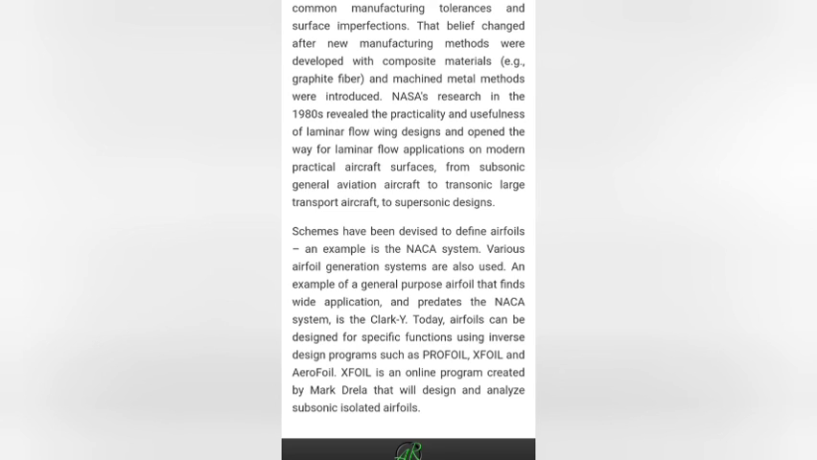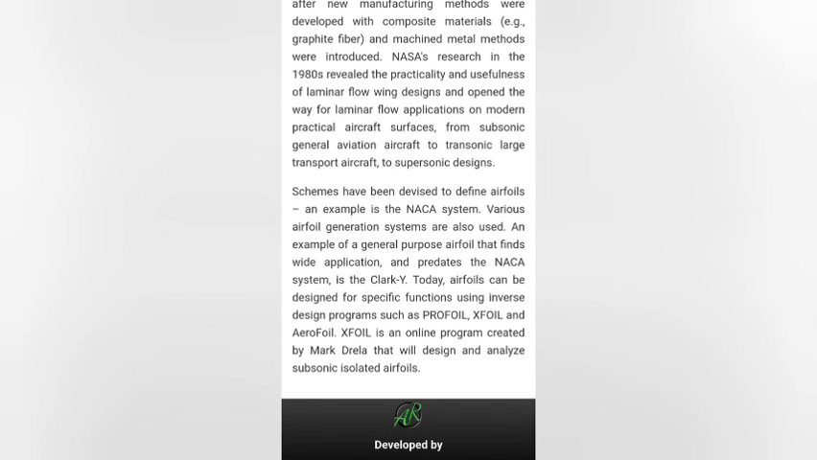Schemes have been devised to define airfoils. An example is the NACA system. Various airfoil generation systems are also used. An example of a general purpose airfoil that finds wide application and predates the NACA system is the Clark Y. Today, airfoils can be designed for specific functions using inverse design programs such as Profoil, Xfoil, and Airfoil. Xfoil is an online program created by Mark Drela that will design and analyze subsonic isolated airfoils.